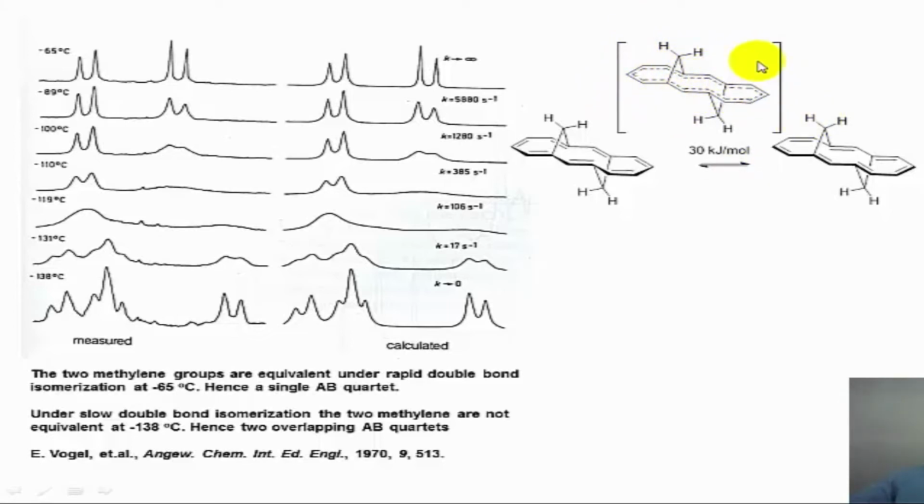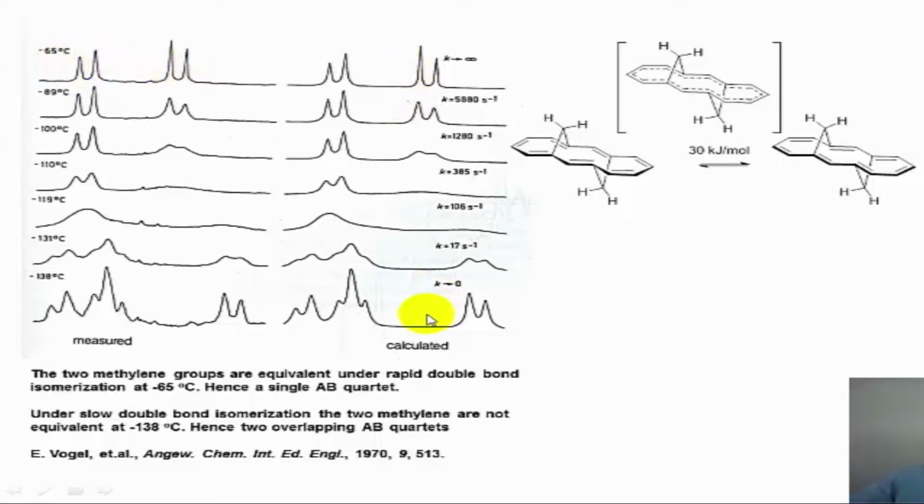This is a C2 axis of symmetry passing through this carbon and this carbon. So the two methylenes are exchangeable by means of a C2 axis of symmetry. Therefore the two methylenes are identical in terms of their chemical nature. However, within the methylene, this hydrogen's chemical environment is different compared to this hydrogen, which has a different chemical environment. For each of the methylenes, one would see only one AB quartet, and in fact at minus 65 degrees only one AB quartet is seen.